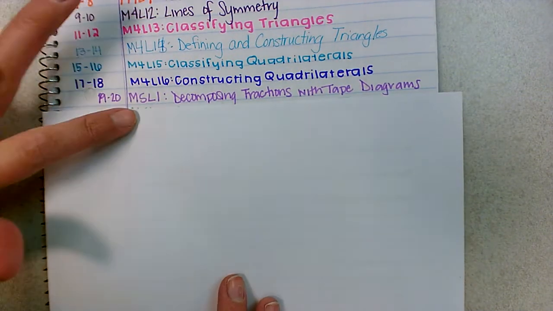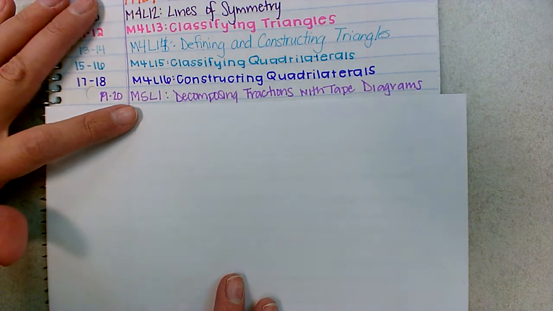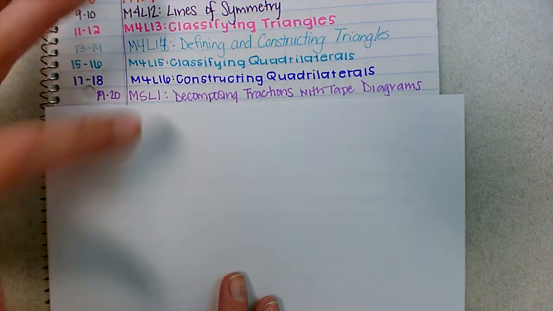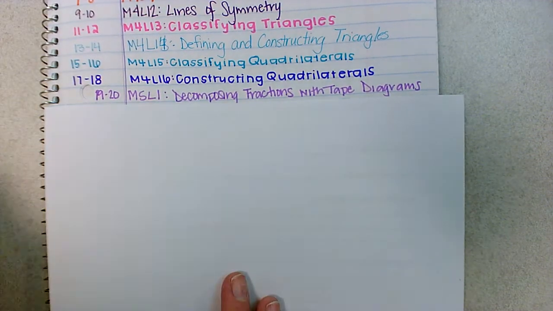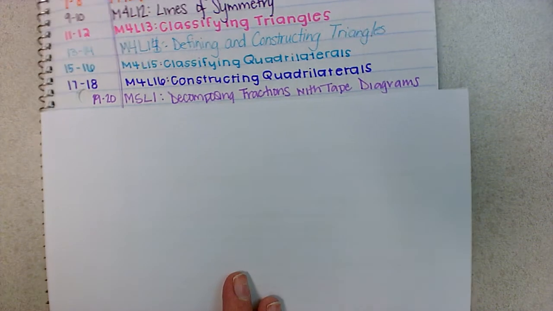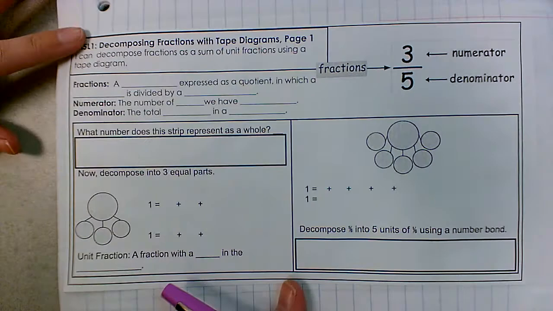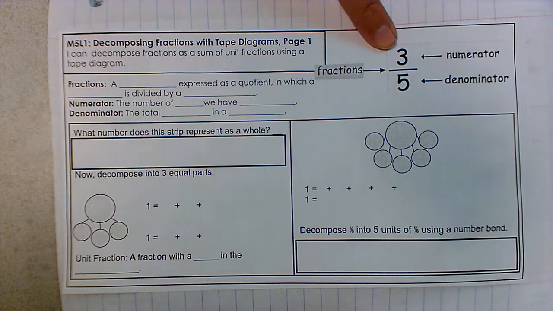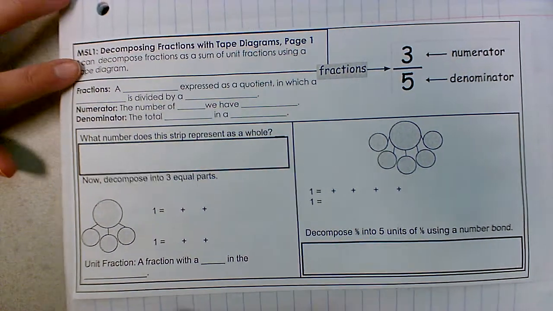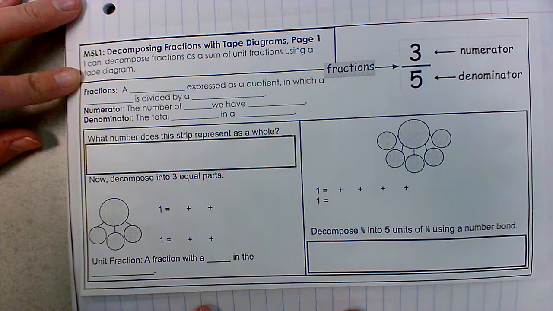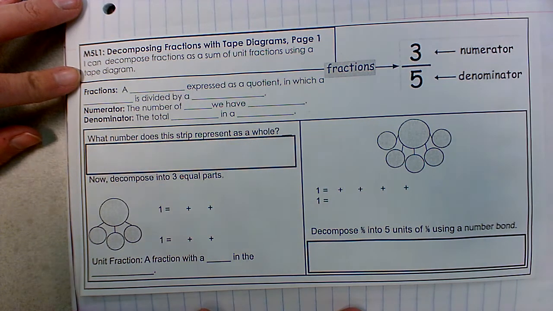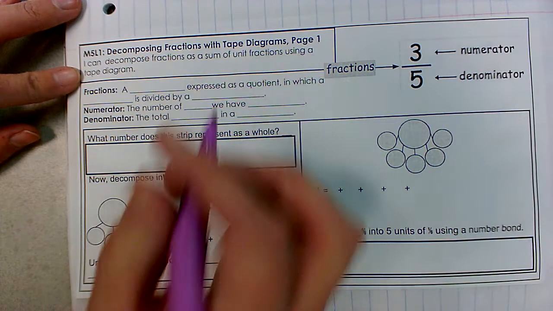So you can see we're on Module 5, Lesson 1, and we are jumping into fractions. So our title is Decomposing Fractions with Tape Diagrams. Whenever you're ready with your table of contents, we're going to flip over to our notes, and you saw that it was 2 pages today. And so we are going to start on this first page that has our picture of our fractions. And we're going to begin looking at our objective. It says, I can decompose fractions as a sum of unit fractions using a tape diagram.